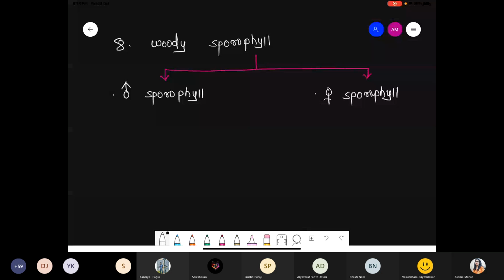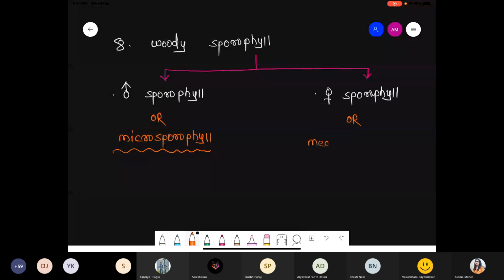So woody sporophyll means what? It is not a delicate part. Sporophylls are basically woody parts, quite hard parts. Now whenever we are talking about the male sporophyll, it is also called as microsporophyll. Male sporophyll also called as microsporophyll. And when you compare this point with female, female is also called as mega.